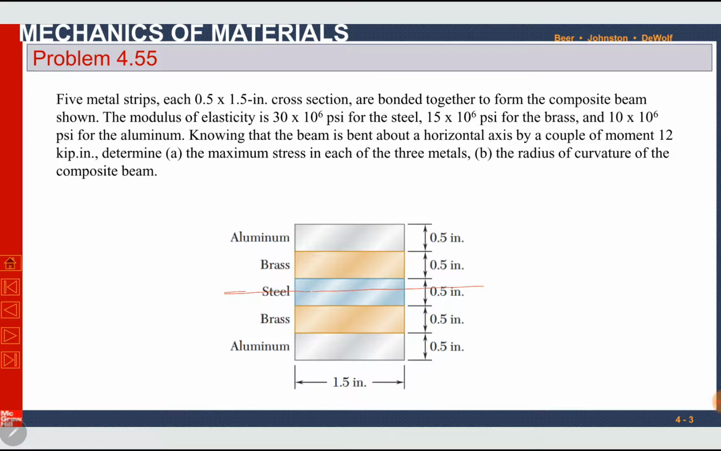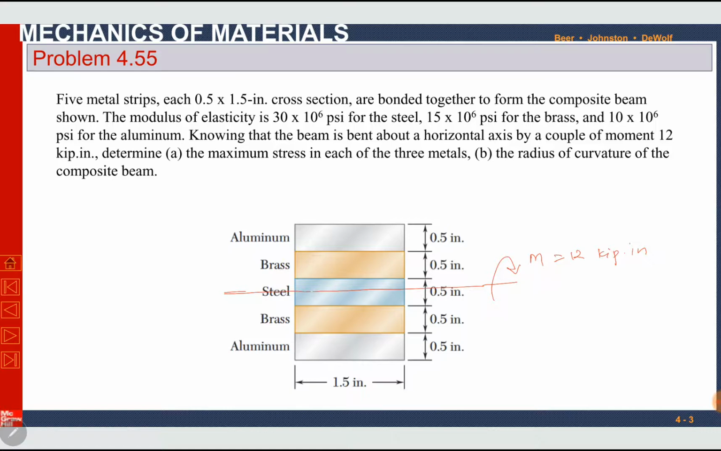The statement is: 5 metal strips, each 0.5 into 1.5 inch cross section, are bonded together to form the composite beam shown. The modulus of elasticity is 30 into 10 power 6 psi for steel, 15 into 10 power 6 psi for the brass, and 10 into 10 power 6 psi for the aluminum. So for all three materials, we know the moduli of elasticity. Knowing that the beam is bent about a horizontal axis by a couple of moment 12 kilopound inch. So moment is around the horizontal axis, which is 12 kilopound inch.